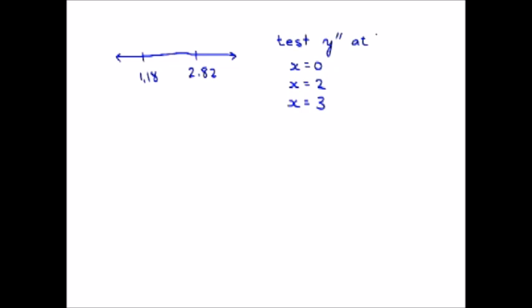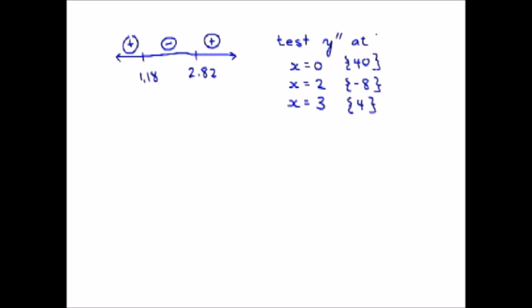So when x is equal to 0, my corresponding value for y double prime is 40. So I put a positive on that interval on the number line. When x is equal to 2, my corresponding value for y double prime is -8, and a negative value is placed on that interval on the number line. And when x is equal to 3, my corresponding value for y double prime is 4, and I put a positive value down on that region of the number line.